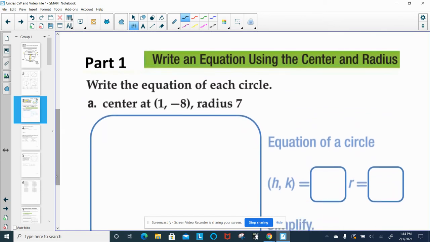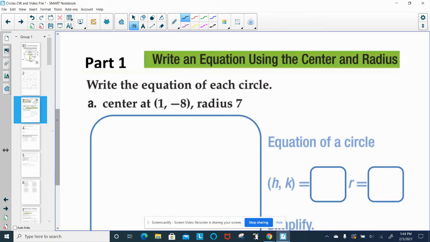So let's take a look at an example. Part 1 says write an equation using the center and radius. Write the equation of each circle. Well, here it gives us exactly what we need. We have a center point, h, k, and we have a radius, r. So we have the best situation possible.